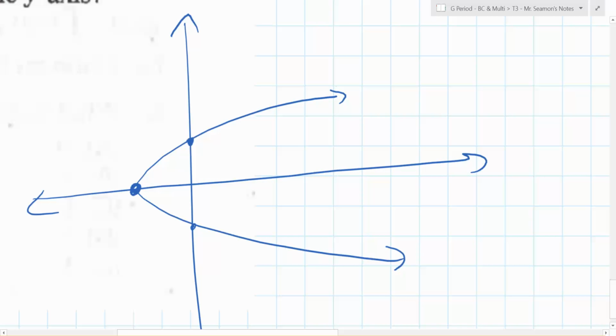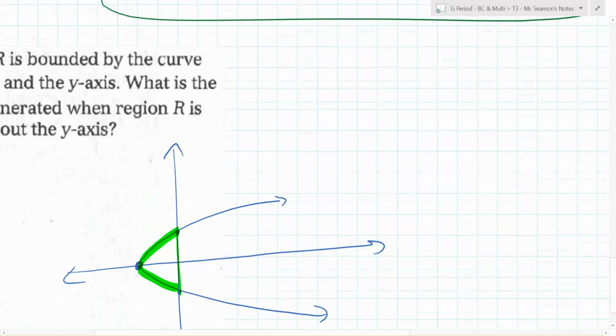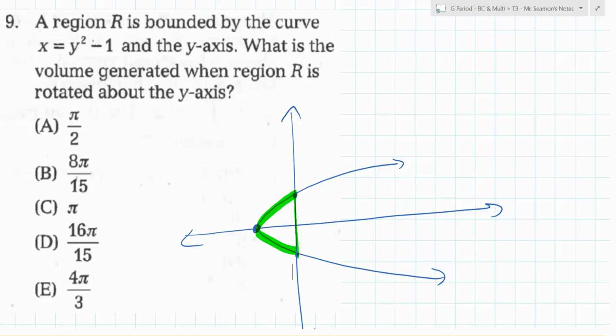So what are we looking at for a region here? It's a parabolic triangle-ish, whatever. Not a technical term, but we'll use it. What is the volume generated when R is rotated around the y-axis? That's pretty cool. So at least it's rotating around the y-axis. At least we don't have to take any repetition into account where it's rotating on itself.